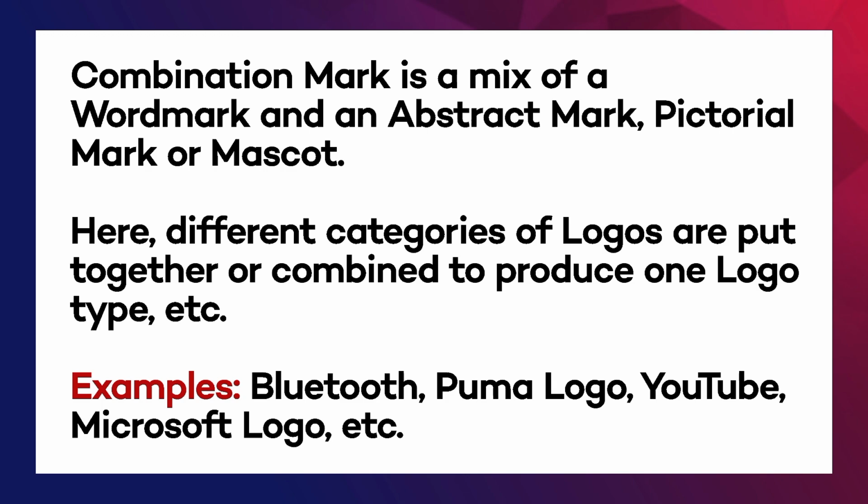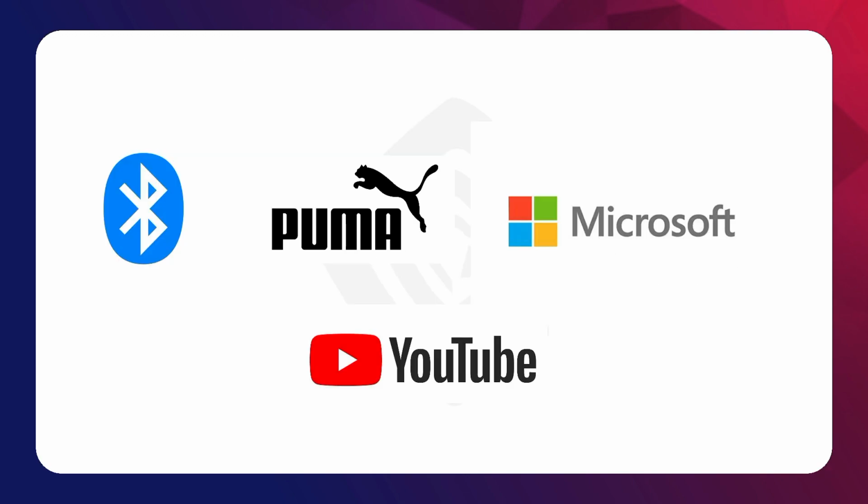So when you're creating a logo, you should know which category your logo falls into. Examples of this combination mark: you look at Bluetooth, you look at the Puma logo, you look at maybe Microsoft, etc. So you can see that this combination has to do with different categories put together.